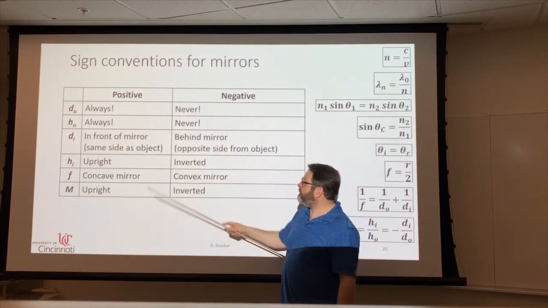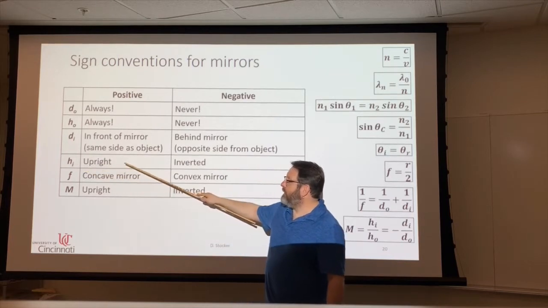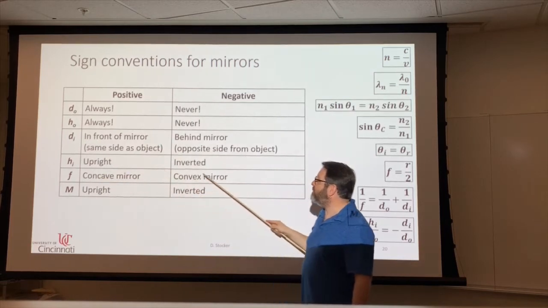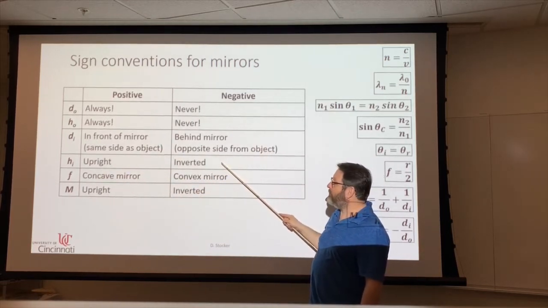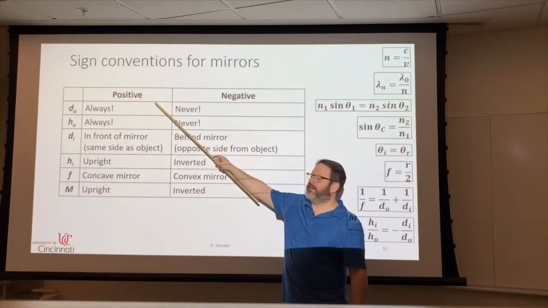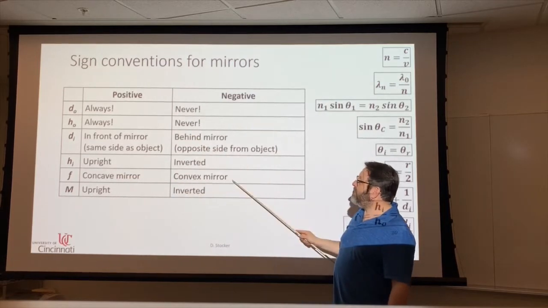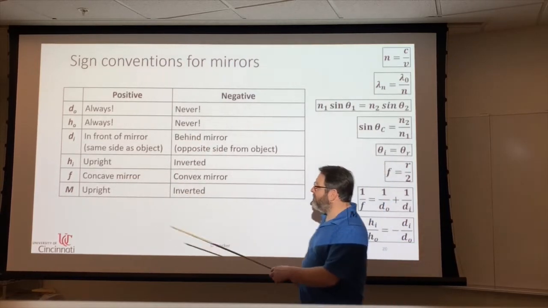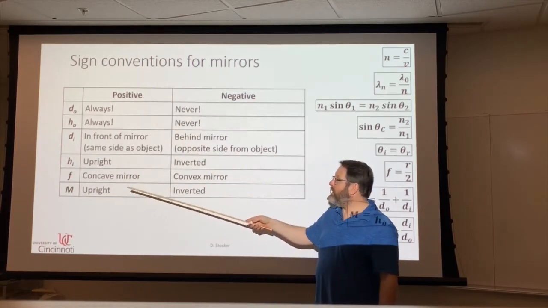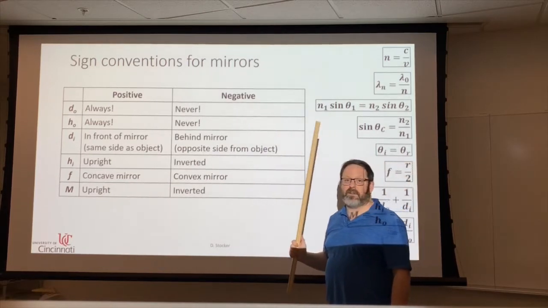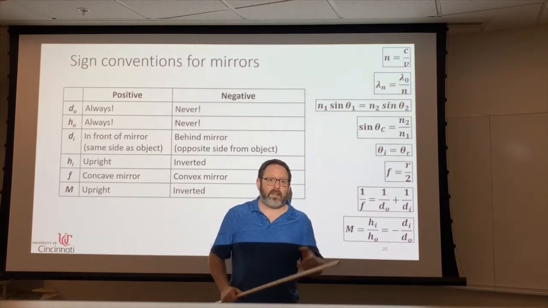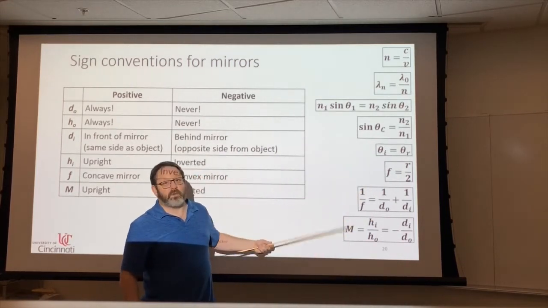Then the height of the image, if an image is upright, then it's positive. Okay? If an image is inverted, then that'll be a negative number. Focal length for a concave mirror is a positive number. Focal length for a convex mirror is a negative number. And then the magnification, if your magnification is positive, then your image is upright. If your magnification is negative, it's inverted. So use these conventions for the concave, convex, and plane mirrors, and then these equations will work for you.